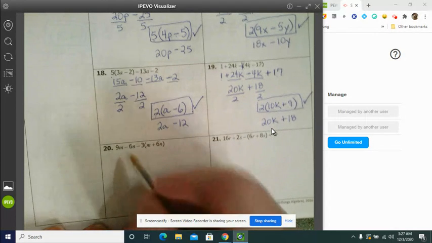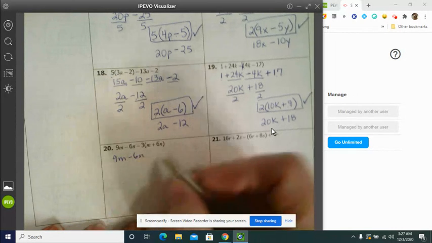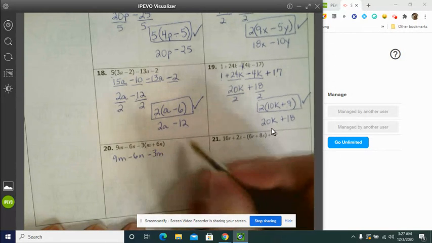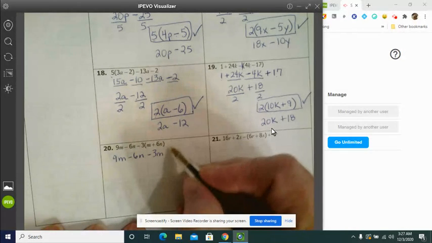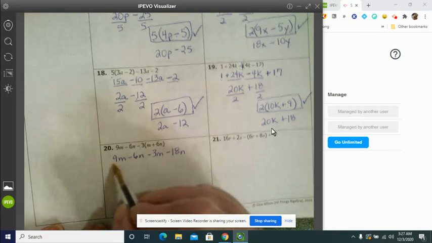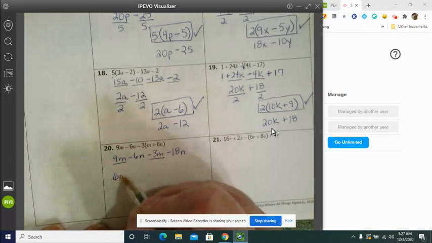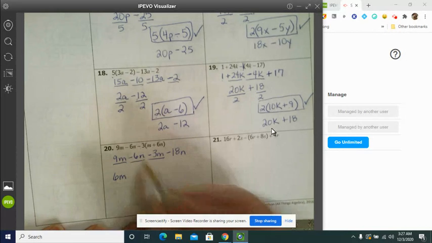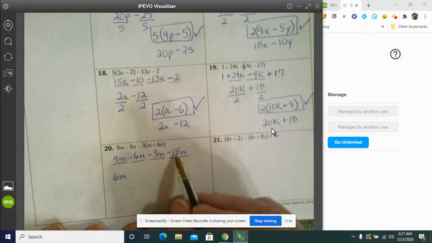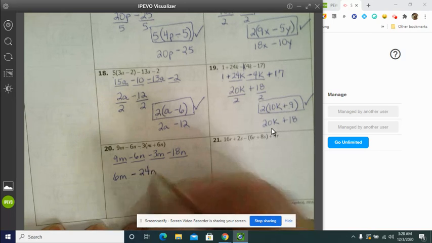Okay, down here, I've got a 9m minus 6n. Then I have a negative 3 times m, which is negative 3m. Negative 3 times 6n, which is negative 18n. All right, so here I have a positive 9m and a negative 3m. That gives me 6m. Then I have a negative 6n and a negative 18n. My signs are the same, so I have to add them and keep the sign. So that's going to give me minus 24n.